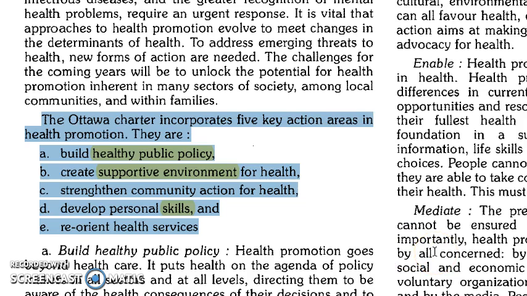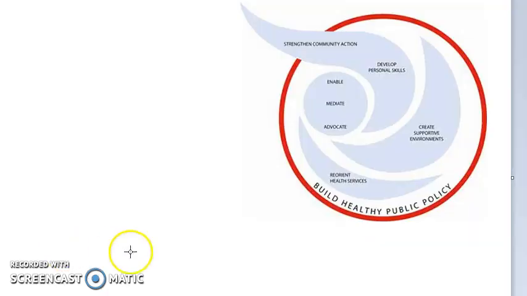Okay, there's a diagram also that goes with it. Let me show you. So this is the diagram of the Ottawa Charter of Health Promotion. Here you have public health policy, supportive environment, skill development, community action, reorient health services. These are the 5 key action areas, and the strategies are these: enable, mediate, advocate.